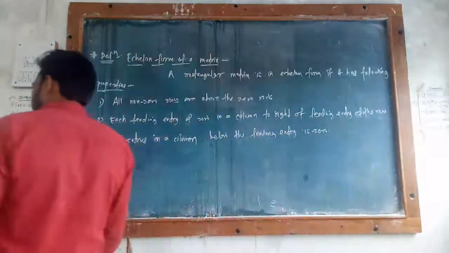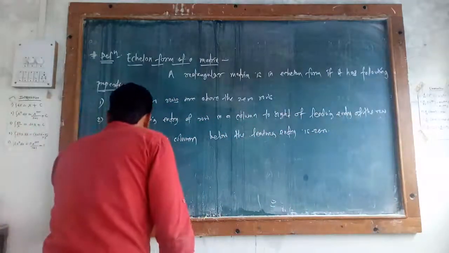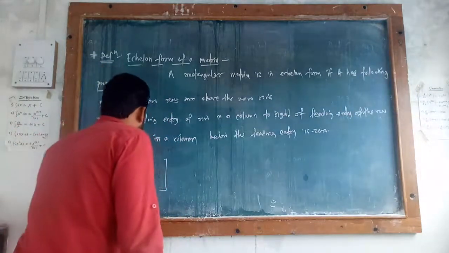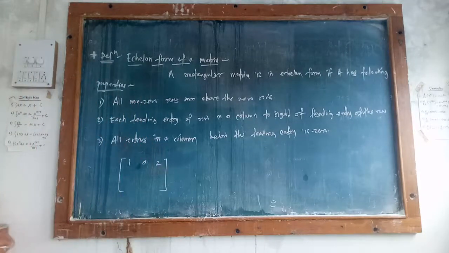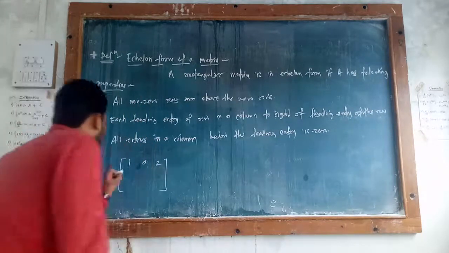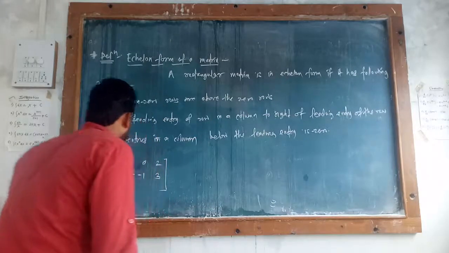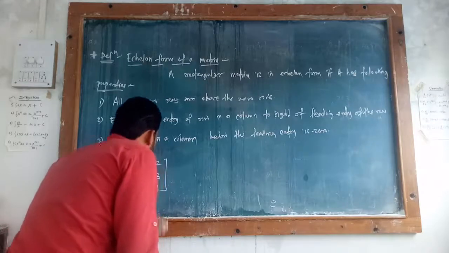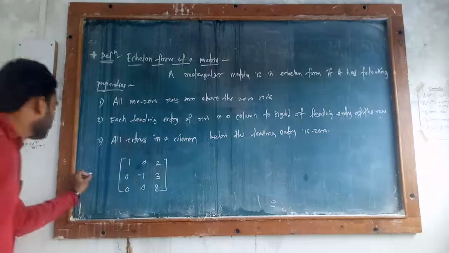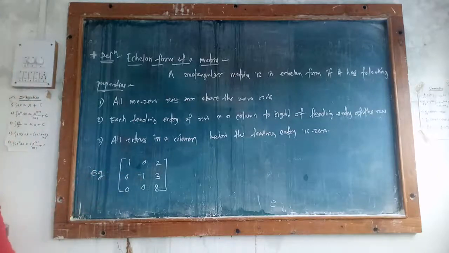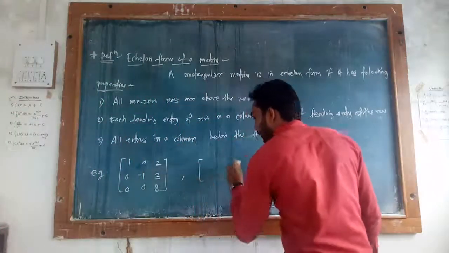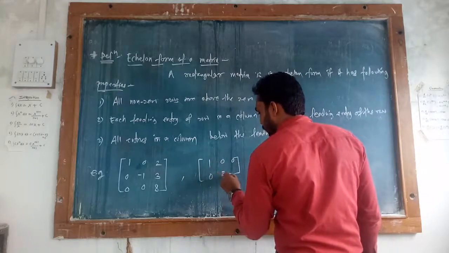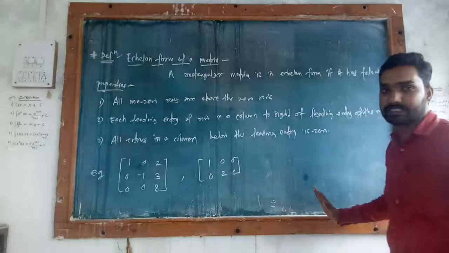So if you consider the example, suppose this is a 3 by 3 matrix. Your first row becomes 1 0 2. Second row becomes 0 minus 1 3. And your last row becomes 0 0 8. So this matrix is in equivalent form. For the second one, suppose we are given the matrix with rows 1 0 and 0 2 and 0 0. This matrix is also in equivalent form.